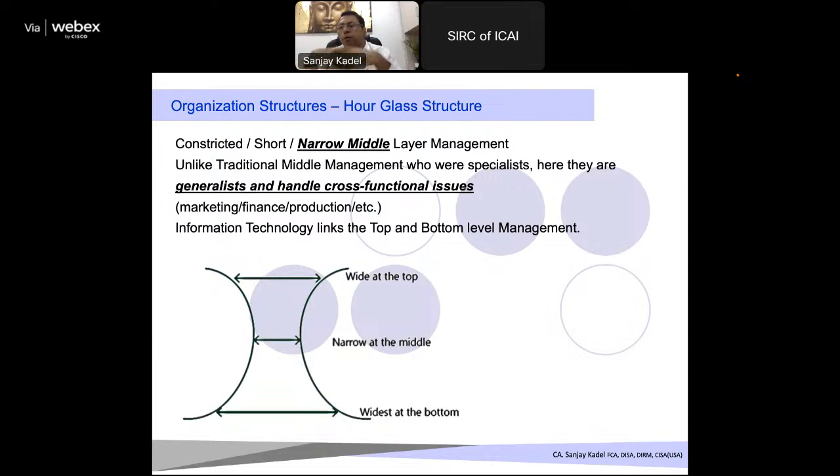So if you recruit such managers who have cross functional specializations, then you can have a very narrow middle management, thereby reduce the management cost also, and this will result in a wider top senior management and wider functional management, which will create a structure of hourglass. So this is hourglass structure.